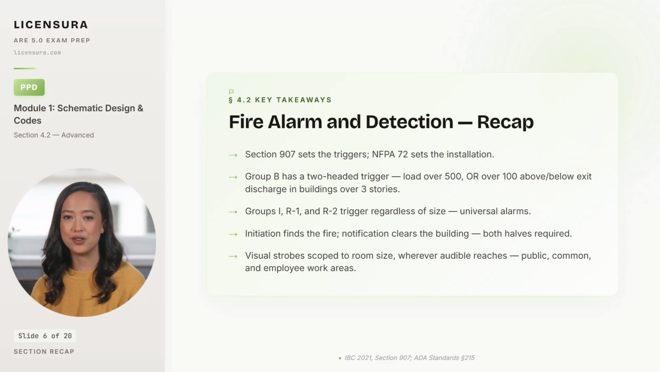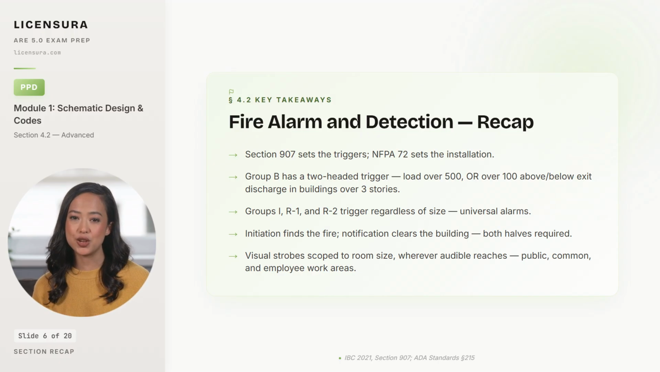First, Section 907 of the IBC tells you when the system is required, and NFPA 72 tells you how to install it. Both documents live on the same job. Second, Group B business carries a 2-headed trigger that catches architects again and again: occupant load over 500, or occupant load over 100 above or below the level of exit discharge in any building over 3 stories. Third, Group I institutional, R1 hotels, and R2 apartments trigger universally, regardless of size.